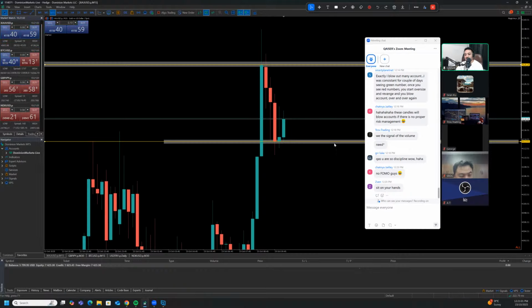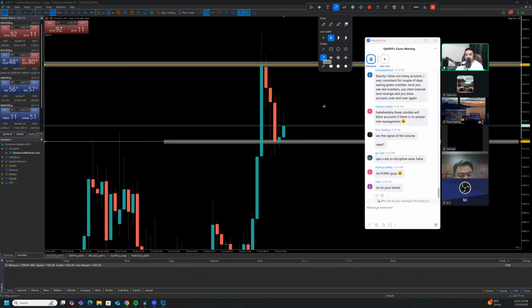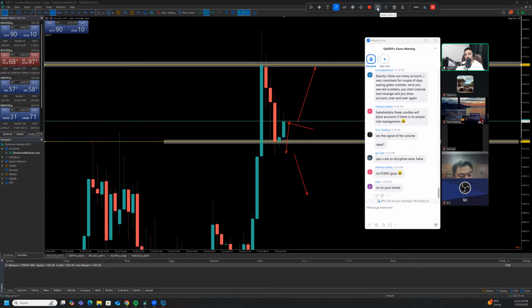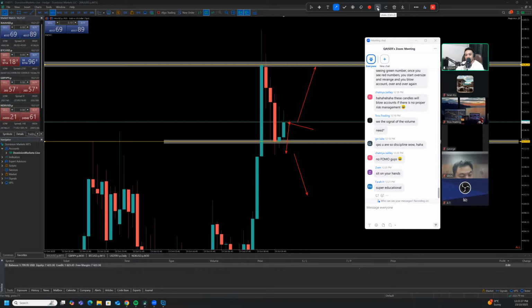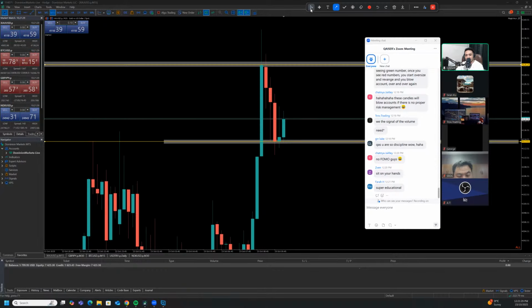So let's see. Actually 9 minutes left for this 50 minute to be closed. It's very important to see how this candle is about to be closed. Now this candle will decide the bias actually. If this closes in a bullish form, there will be a buy bias. If it closes in a bearish form, there will be a sell. That's it. The more we keep pushing further, the more things give us clarity. Let's see. Sit on your hands. Yeah, super educational.